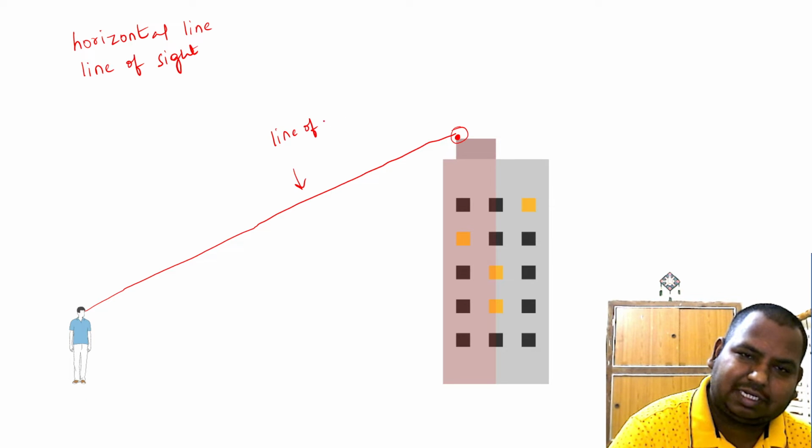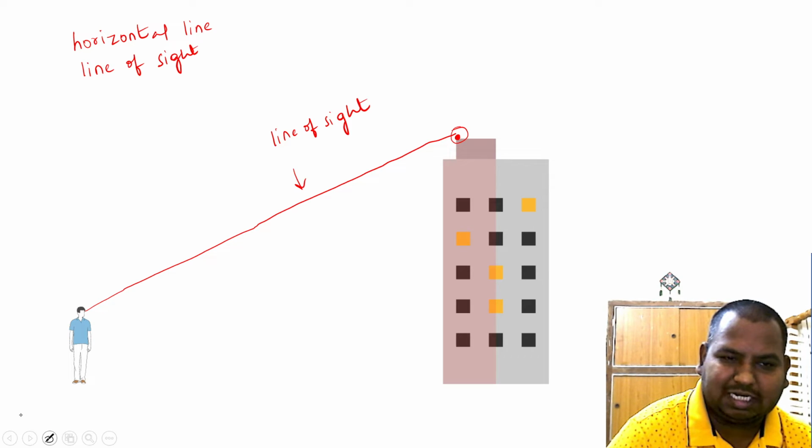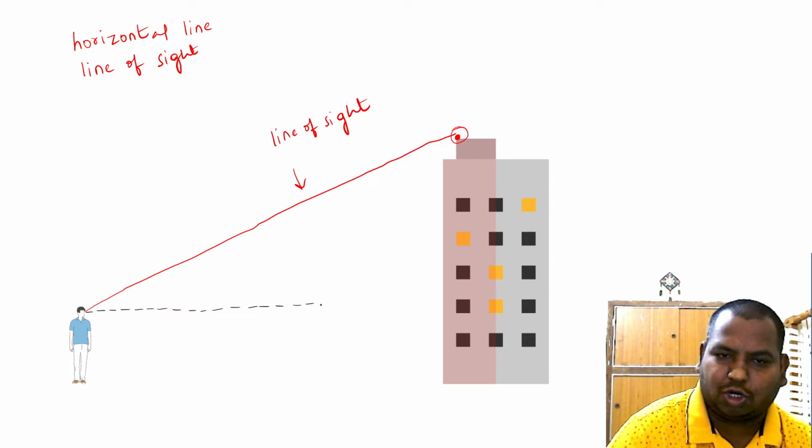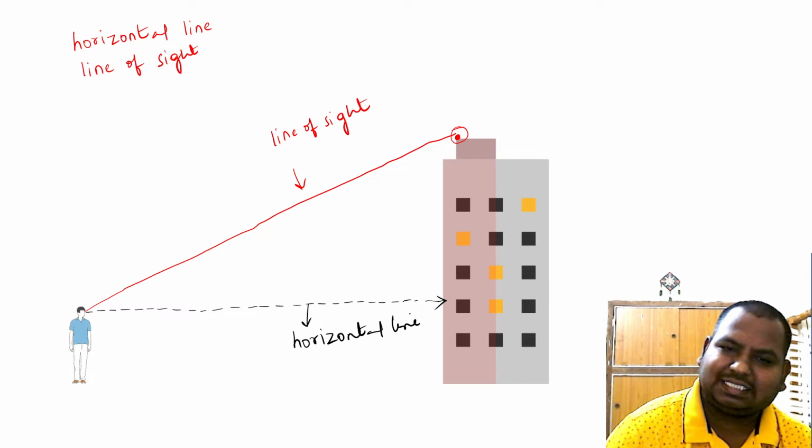So this is line of sight. Now through the eye of the person, let me draw a line parallel to the ground. A line drawn through the eye of the person and parallel to the ground is called the horizontal line. So this is the horizontal line. Now my question is, is the object placed above the horizontal line or below the horizontal line?